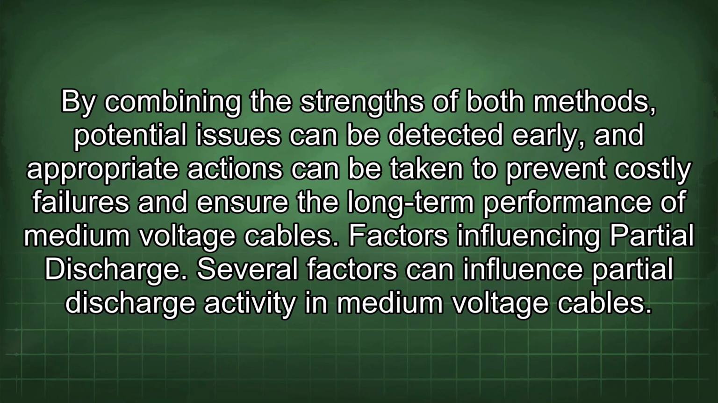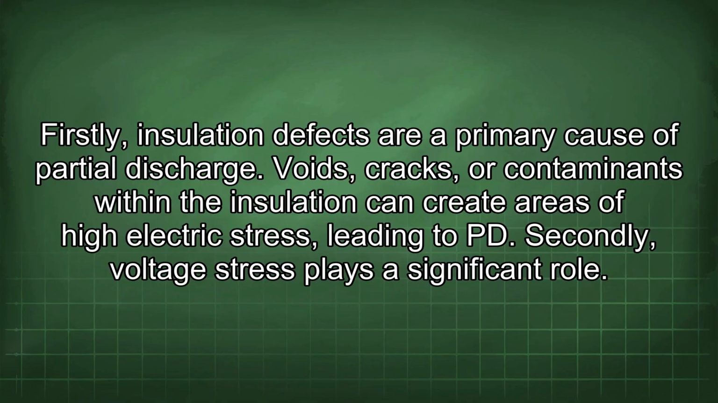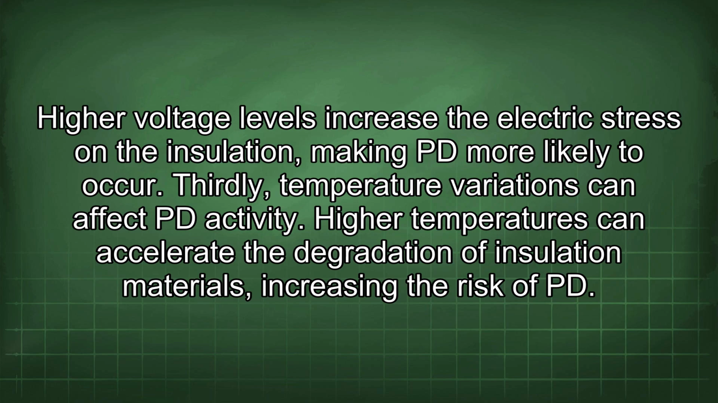Factors influencing partial discharge. Several factors can influence partial discharge activity in medium-voltage cables. Firstly, insulation defects are a primary cause of partial discharge. Voids, cracks, or contaminants within the insulation can create areas of high electric stress, leading to PD. Secondly, voltage stress plays a significant role. Higher voltage levels increase the electric stress on the insulation, making PD more likely to occur.